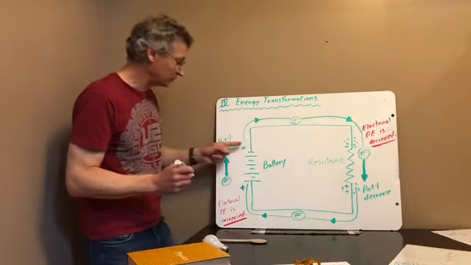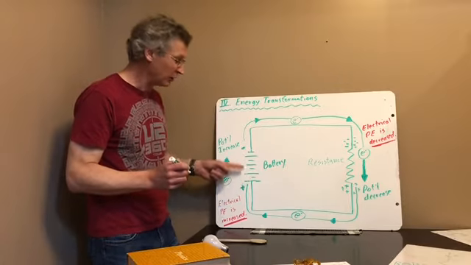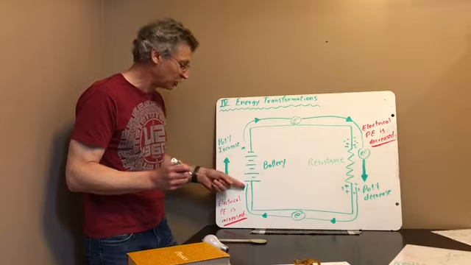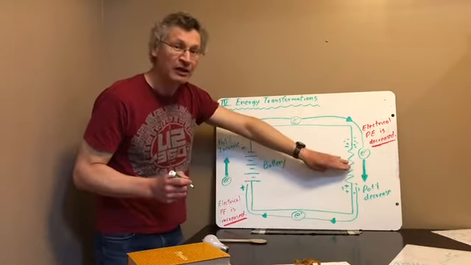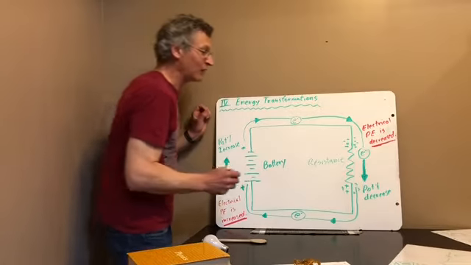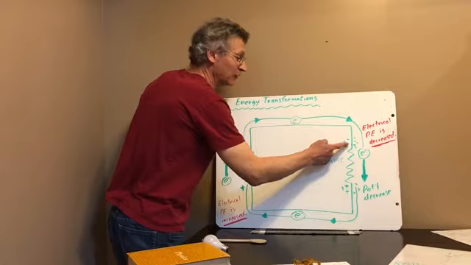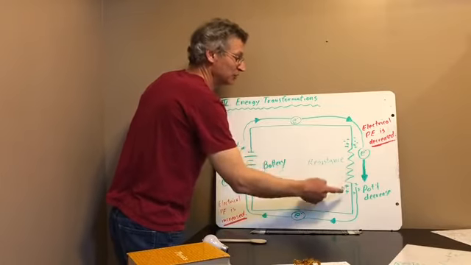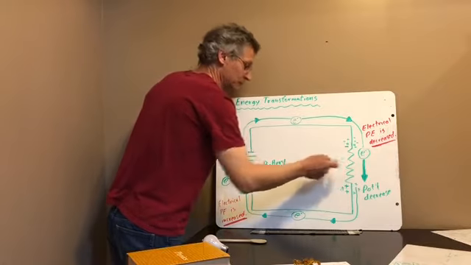We have a charge imbalance across the battery, right? A bunch of positives here, a bunch of negatives here, a charge imbalance or a potential difference across the battery, and the same thing across the resistance. We have a charge imbalance, a bunch of positives here, a bunch of negatives here. That means we have a potential difference across the resistance.